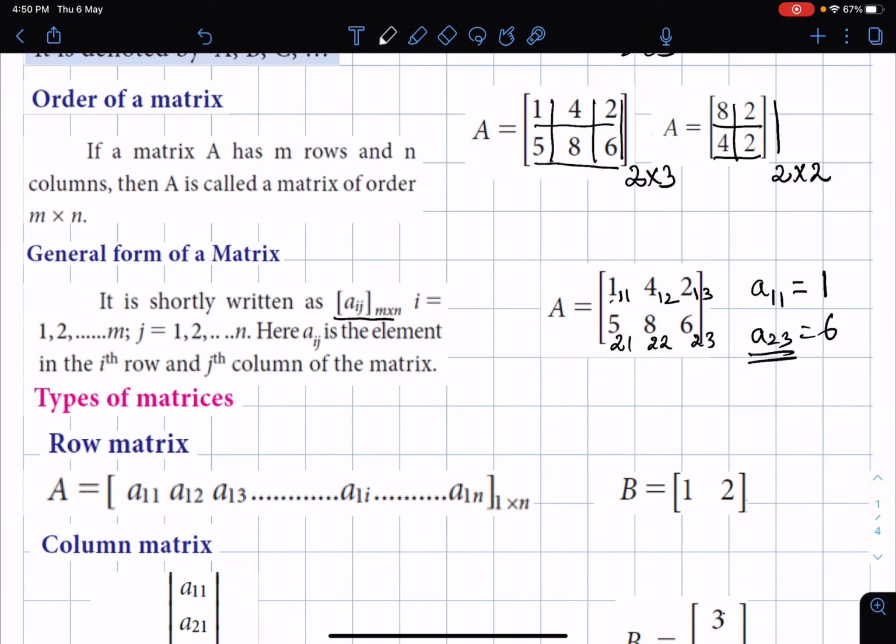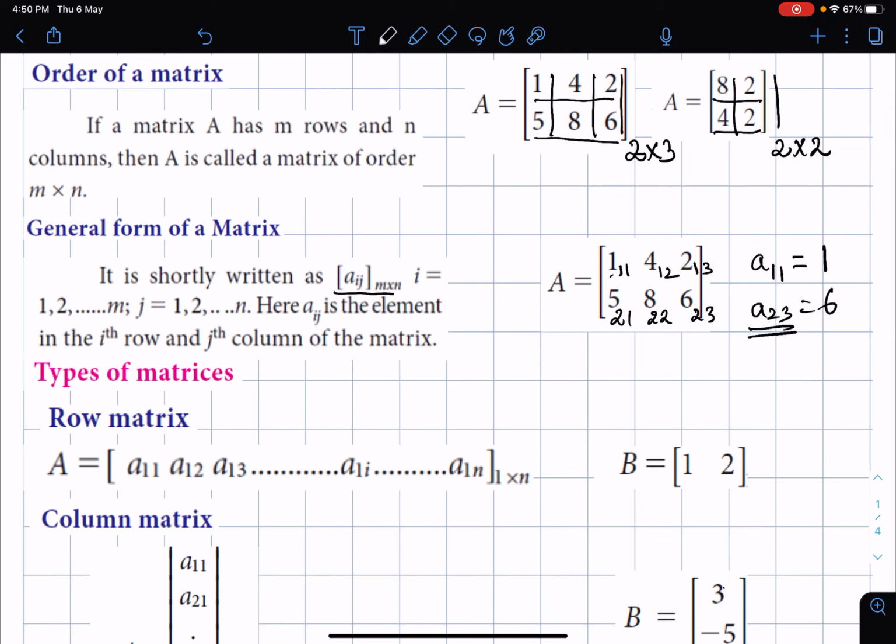Then coming to types of matrices, row matrix. From the name itself you can identify it has got only one row. So the general form is given as a11, a12, a13, a1i and ending a1n, and see the order 1 into n. That means only a single row is present. In the example you have got only one horizontal line, so your row is 1, whereas you have got 2 vertical lines, so your column is going to be 2. So 1 into 2. So this 1 is going to be standard and only your number of columns are going to differ.